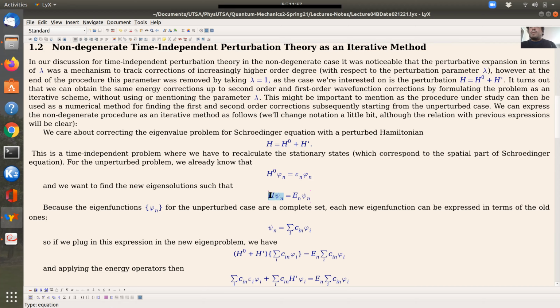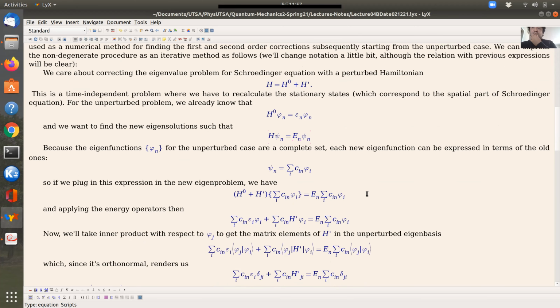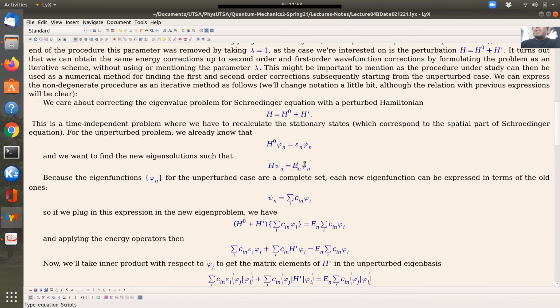Of course, for the new Hamiltonian, we want to find the new eigenstates psi n with eigenvalue E n. So I'm using E for the new eigenvalues. Okay, we have to calculate new eigenfunctions, but even the old eigenfunctions were a complete set beforehand, meaning that they could represent any element in the Hilbert space. So even if we have new eigenstates or new eigenfunctions, they can be expressed as a series in terms of the old eigenfunctions, right?